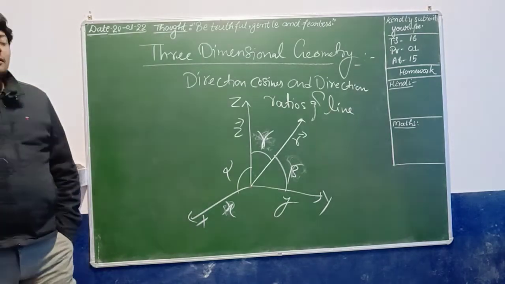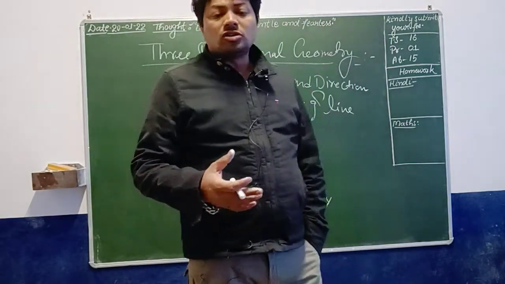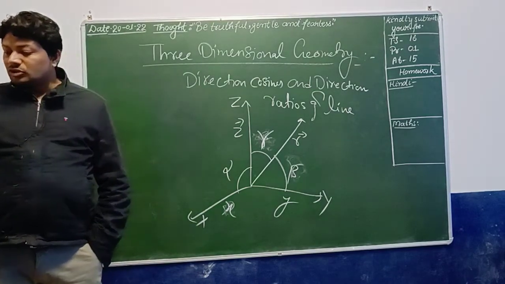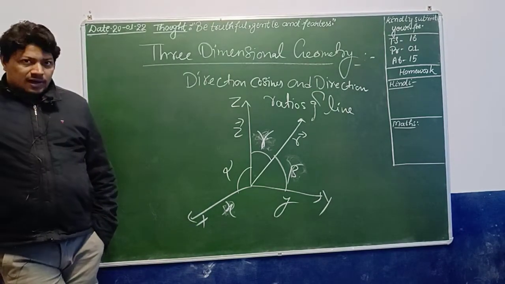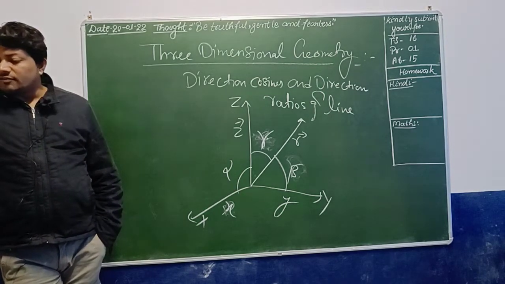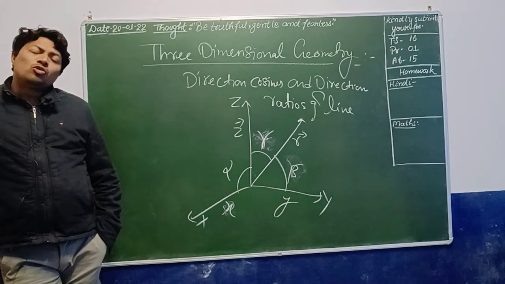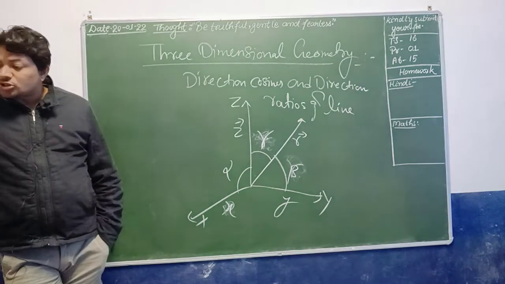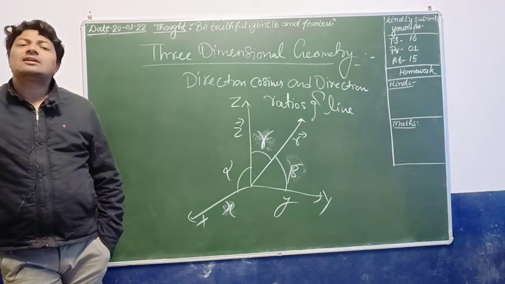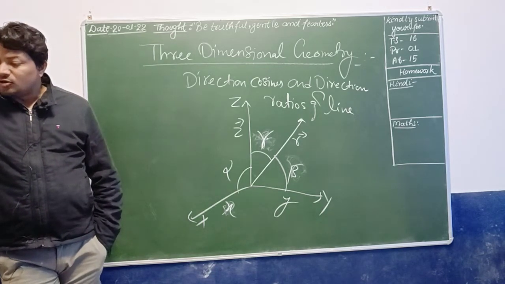Some authors relate direction ratio as a direction number. Some authors show direction ratio as direction number also. Any three numbers which are proportional to the direction cosines of a line are called direction ratios of the line. What is a direction ratio? Any three numbers proportional to the direction cosines of the line, we will call them direction ratios of the line.